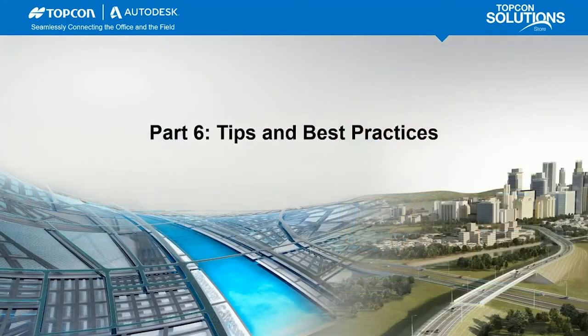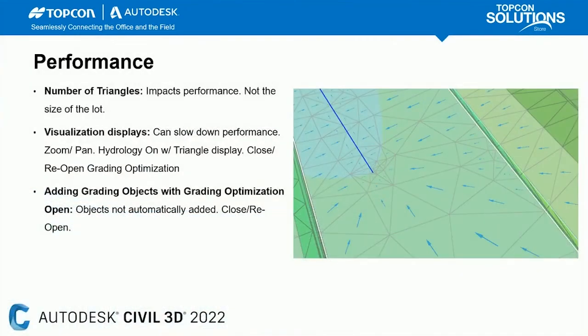Okay, tips and best practices. A couple of things impacting performance. Grading optimization is tied to the number of triangles, not the size of the lot. So you can have a large lot with 4 or 5 points and only a couple of triangles, and that'll work much faster than a smaller surface that has thousands and millions of points. Say you had a point cloud, that's going to be slower in grading optimization than a surface with larger triangles.